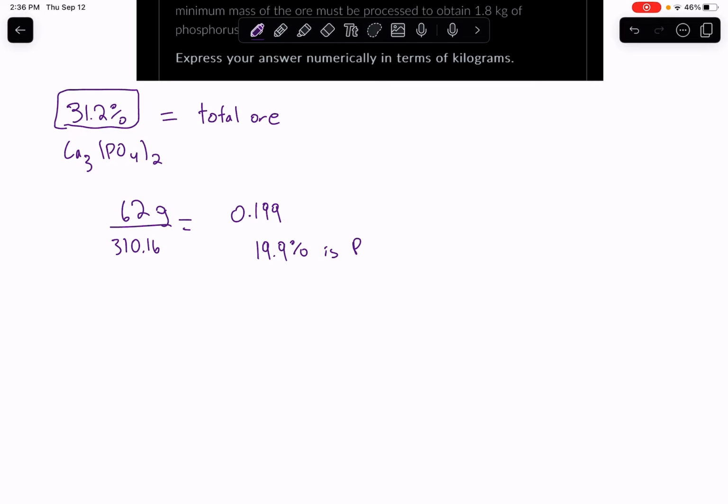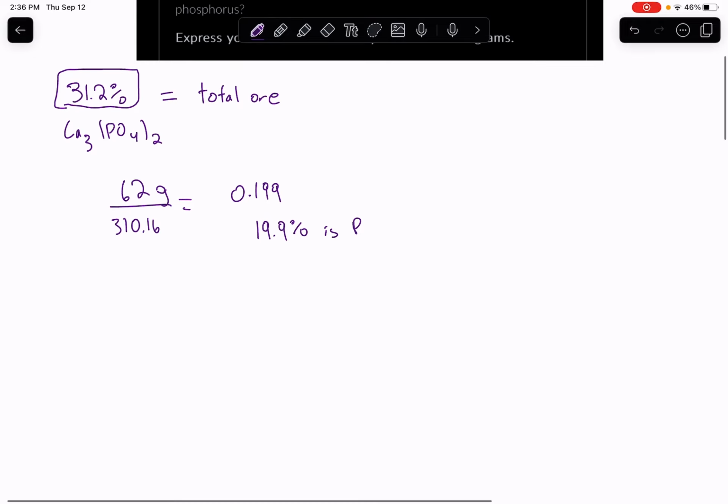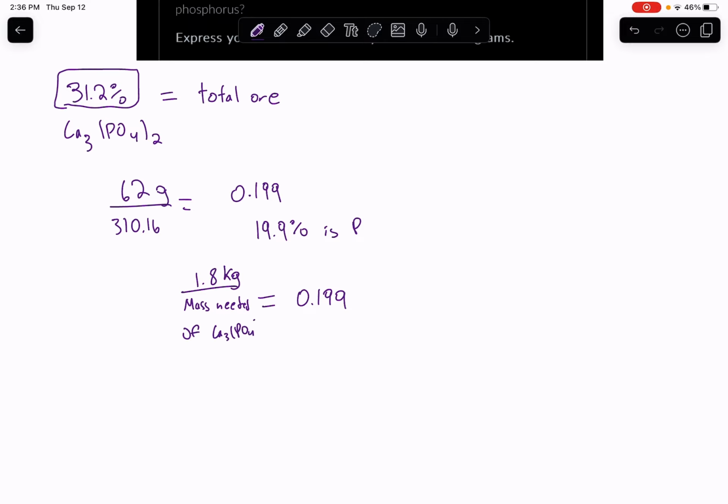And now what we want to see is how much calcium phosphate is needed to get the 1.8 kilograms of phosphorus. So it makes sense to set up a little formula right now. What you want to look at is that 0.199, you put it right here, and then 1.8 kilograms over the mass needed of calcium phosphate. And putting this 1.8 over this, that'll give us our 0.199.